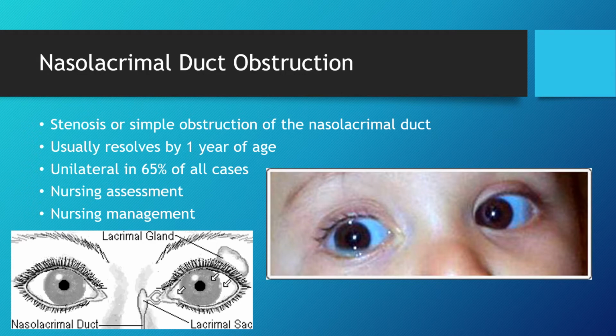Tearing or discharge from one or both eyes usually begins around 2 weeks of age. Redness of the lower lid of the affected eye can be present. We can do cultures of that drainage to rule out conjunctivitis. Nursing management is going to include education for those families, teaching them to massage that duct and clean the eye area frequently with a moist cloth.